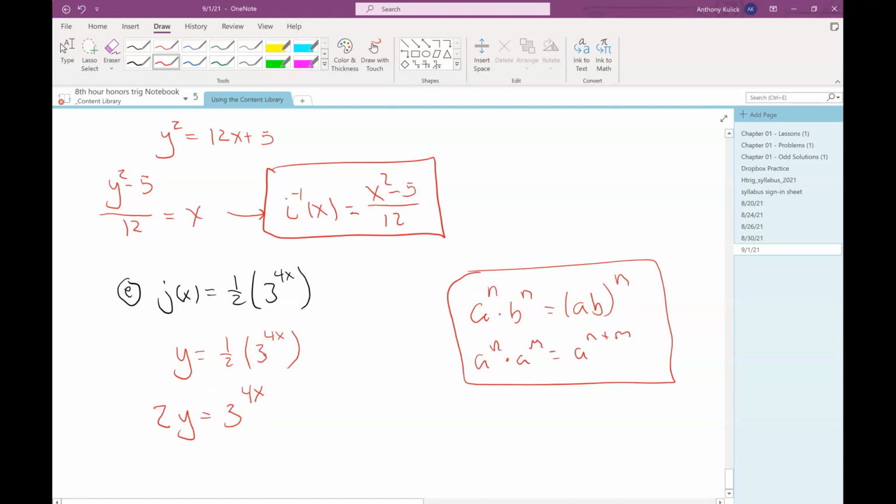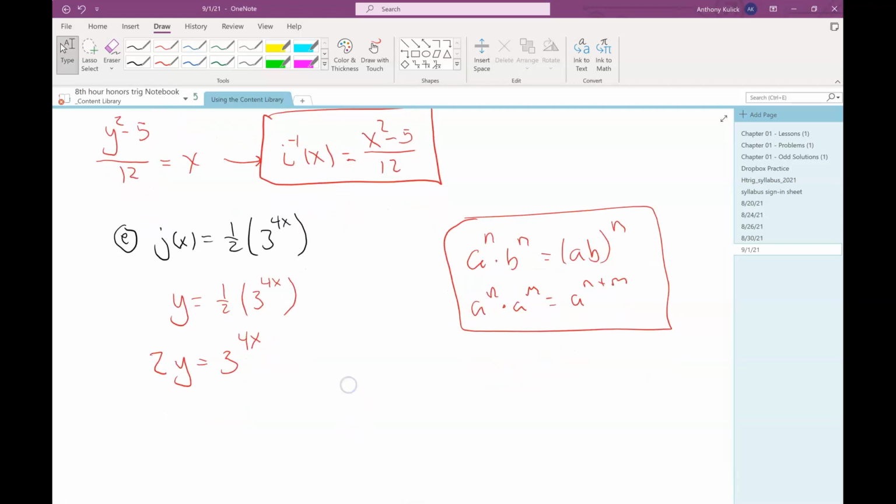Okay. Now we got to get rid of that 3. How do I get rid of an exponent base? I use a logarithm. Which logarithm do I need to use in this case? Which would be the best logarithm to use in this case? Log base 3 to match the exponent base.